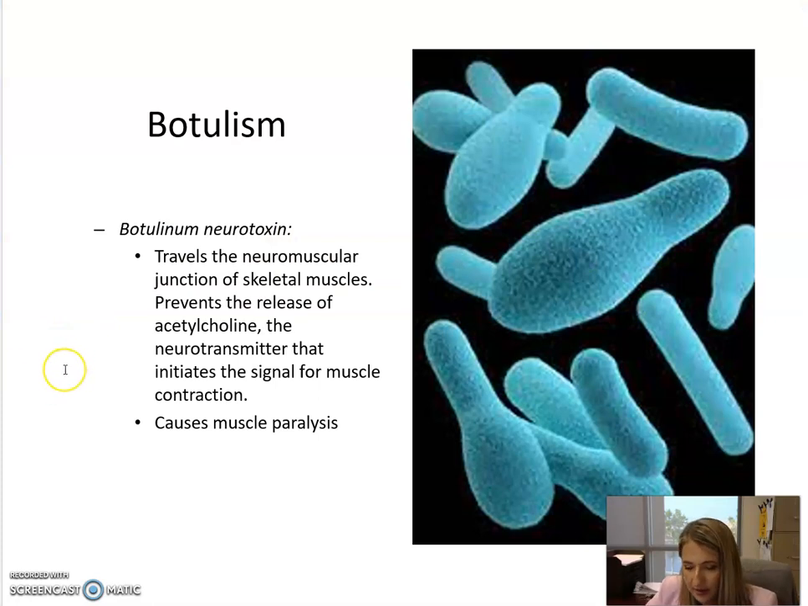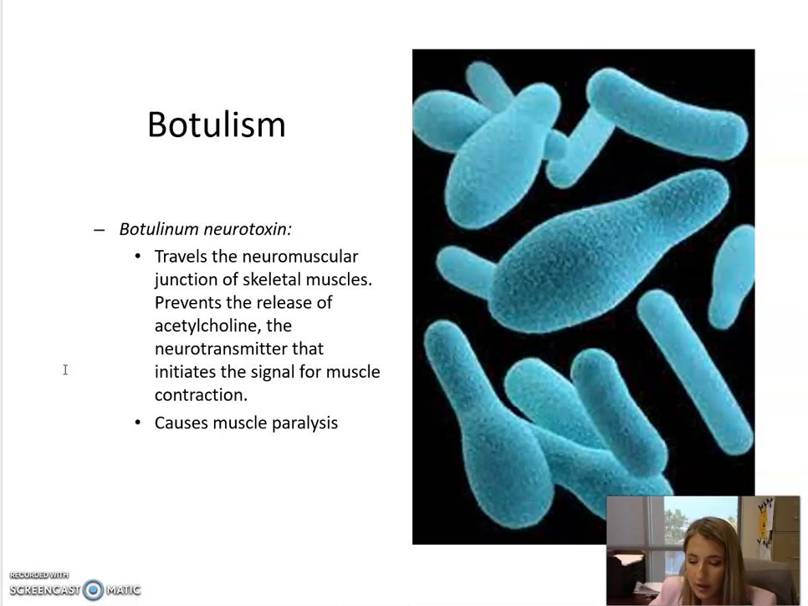So the toxin that is released in that anaerobic environment within the can is known as the botulinum toxin. The botulinum toxin is the most potent toxin known to mankind. It's even more potent than something like rattlesnake venom. And what this toxin does is it essentially causes muscular paralysis.